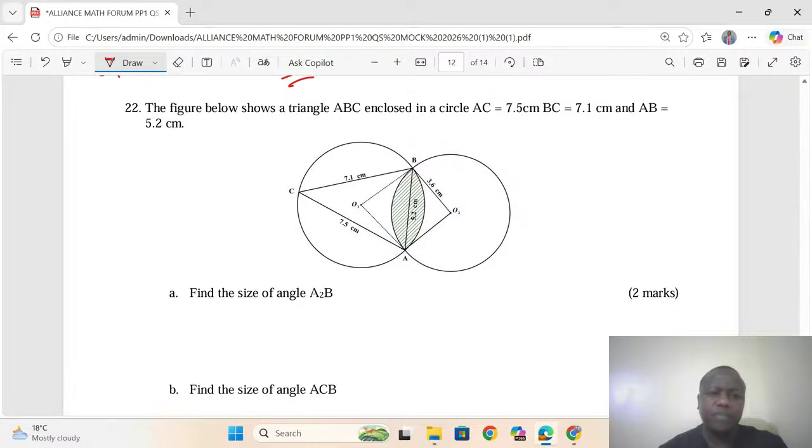Number 22, the figure below shows a triangle ABC enclosed in a circle. AC equals to 7.5, as you can see. BC 7.1, sorry. Okay, 7.1. We can continue now reading together. AB 5.2. We can see that 5.2, like that.